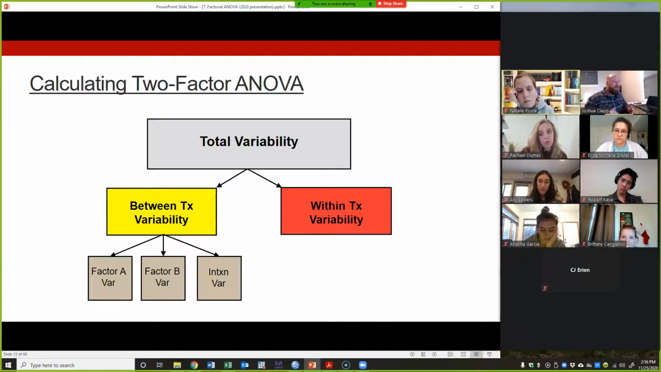But with our factorial ANOVA, we're going to take that between treatment variability and start to break it up into other areas. So of the differences that we're seeing that are likely due to systematic differences, how much of that is attributable to factor A, how much is attributable to factor B, and how much is attributable to this interaction? The combination of differences within cells that's not accounted for or captured by my main effects of A and B.